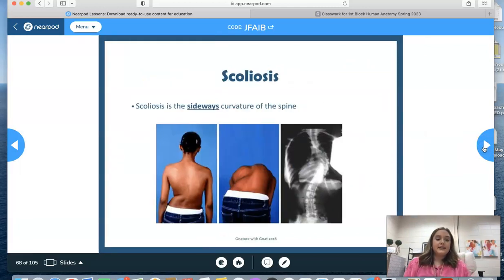So the first one is scoliosis. So scoliosis is the sideways curvature of the spine. So you can see in this picture right here, his spine is curving to the side. Our model right here, you can see it curves to the side. How can you remember this? Both scoliosis and sideways begin with an S.